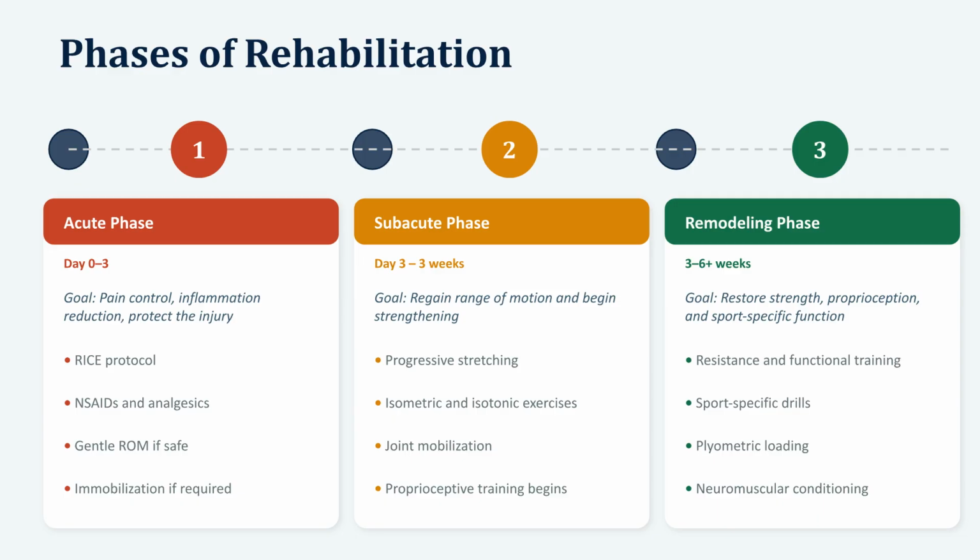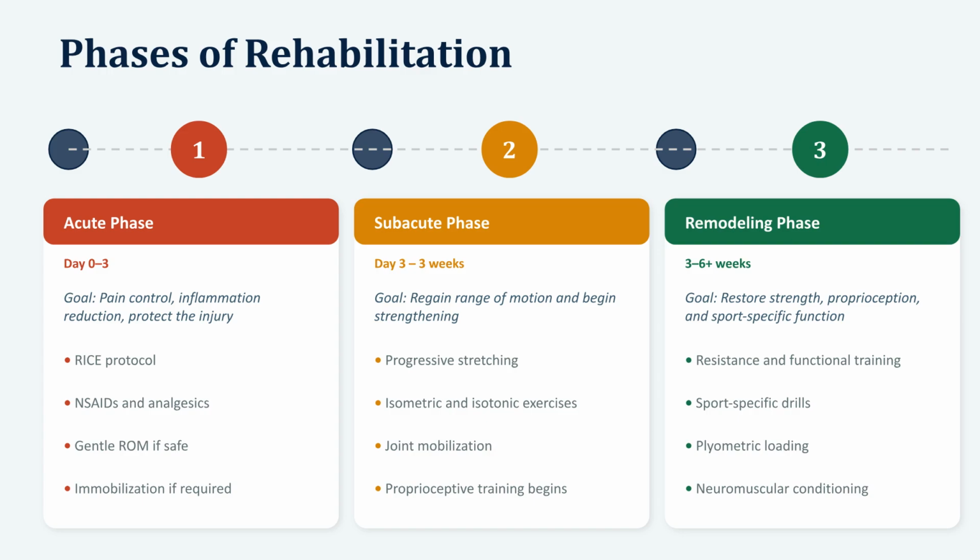Rehabilitation happens in 3 phases. Phase 1, the acute phase, days 0 to 3. Goals are pain control, inflammation reduction, and protecting the injury. We use RICE, NSAIDs, gentle range of motion if safe, and immobilization if required.